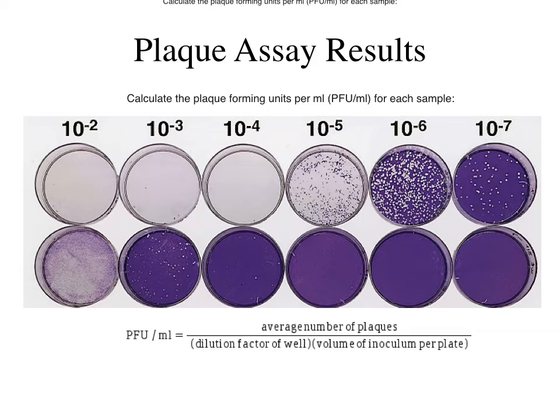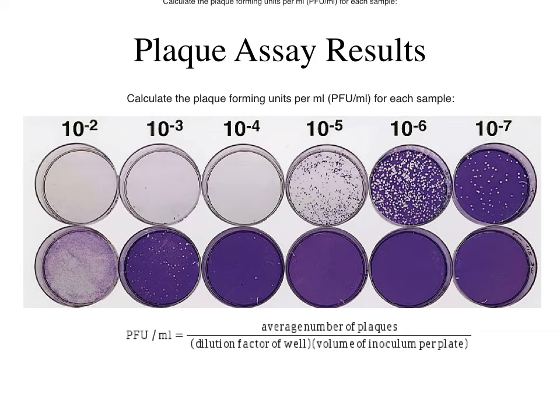Remember, the purple is from the crystal violet stain, and that indicates the cells. However, there's still places where individual plaques have coalesced together, so you can't get a good count. So I would consider 10 to the minus 6 for this particular virus sample to be at the TNTC, too numerous to count, level. But if we move on to 10 to the minus 7, we can clearly see individual plaques. So like Goldilocks, this is the perfect one. 10 to the minus 7 is the well that I would choose to do the count.